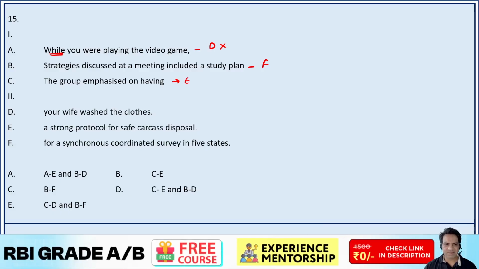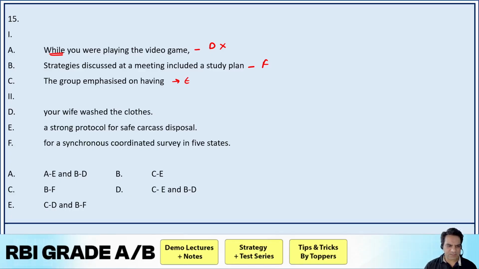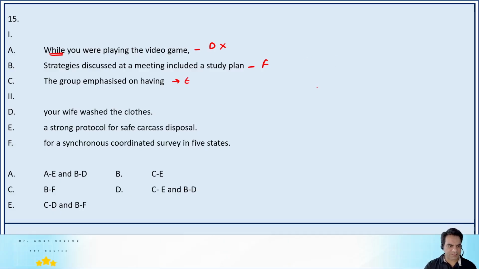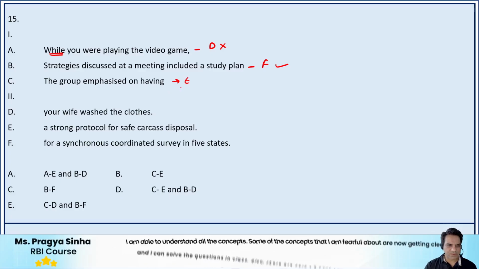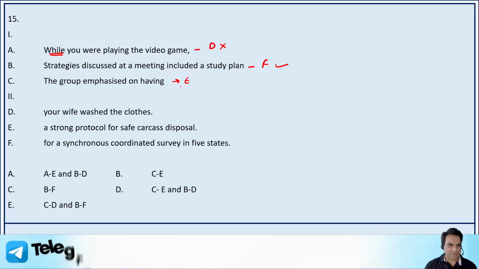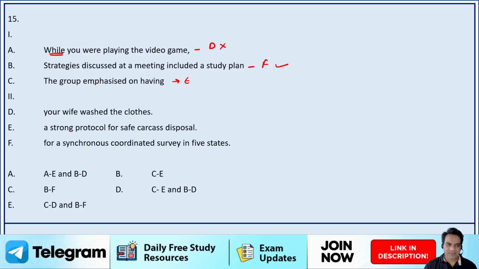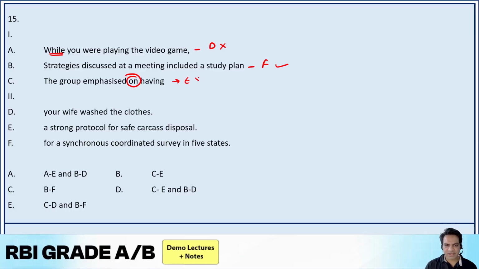Strategies discussed at a meeting included a study plan for a synchronous coordinated survey in 5 states. Looks correct. Yes. And then the group emphasized on having a strong protocol for safe carcass disposal. The group emphasized, see guys, this is incorrect. We do not use on after emphasize. See, the group emphasized having, not emphasized on having. So we do not use emphasized on. So this is also incorrect.